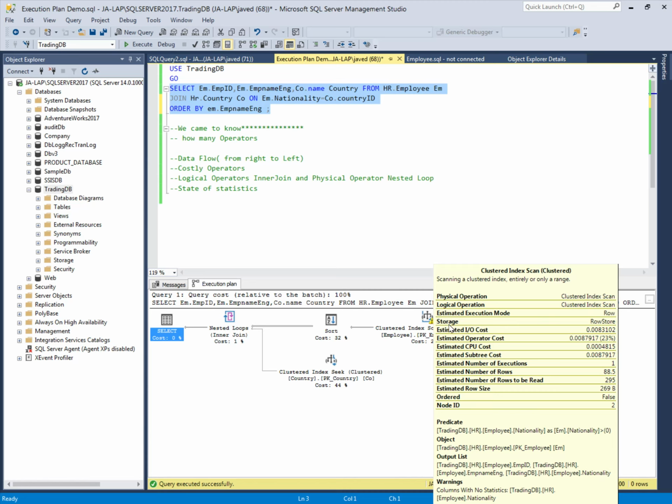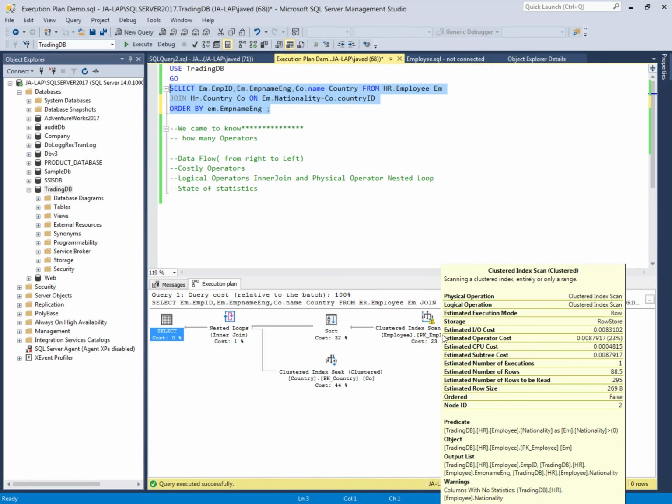This storage means how SQL Server will store the results generated by this query plan, either as row store or batch store. Here it is the row store. And in this estimated execution plan, this is the estimated input output cost. This is the relative cost which shows us how costly this operator is. The higher the cost, the more input output intensive the operation is. So this is the estimated operator cost.